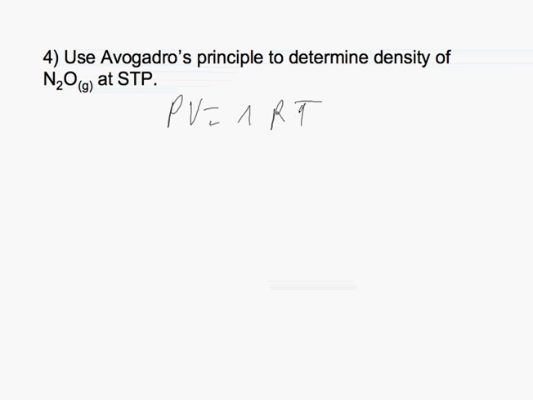We're asked to define the density of a particular substance. So density is equal to mass over volume. So in this particular equation, in order for us to get mass over volume, we have to use our number of moles and our volume, which will give us that.